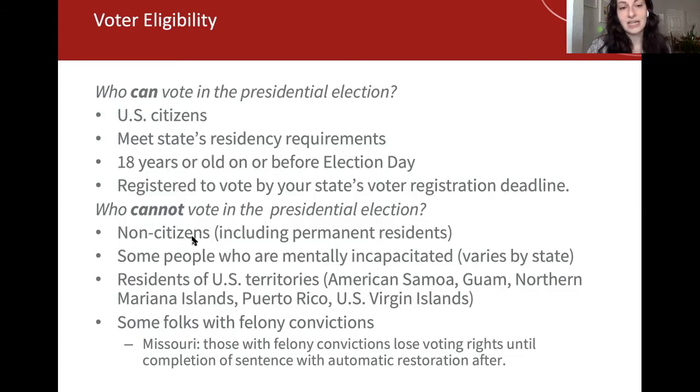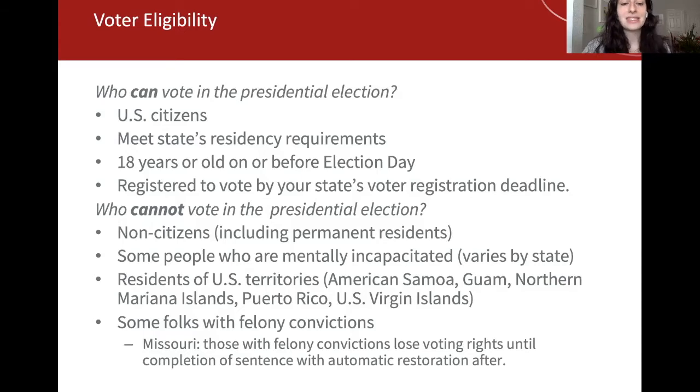So in all states, non-citizens, including permanent residents, can't vote. And varying by state, there are some people who are considered mentally incapacitated who are not allowed to vote for president. And residents of the US territories are not allowed to vote for president in the general election. They are able to vote in the primaries, which are the elections that choose which nominee each party is going to nominate.